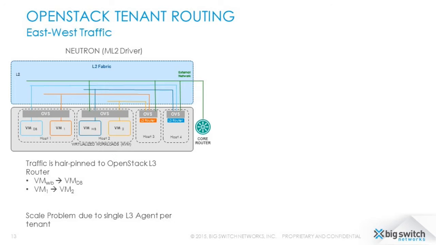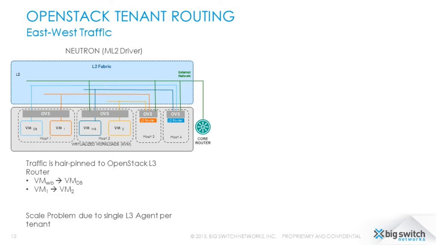I have two tenants, blue and orange. Blue tenant has two segments, dark blue and light blue. Blue tenant router is on host 4. Similarly, orange tenant has two segments, dark orange and light orange. Orange tenant router is on host 3. Note that this is the best case scenario where both tenants' L3 functionality is on different hosts. Worst case scenario would be where both tenants' L3 functionality is on same host.